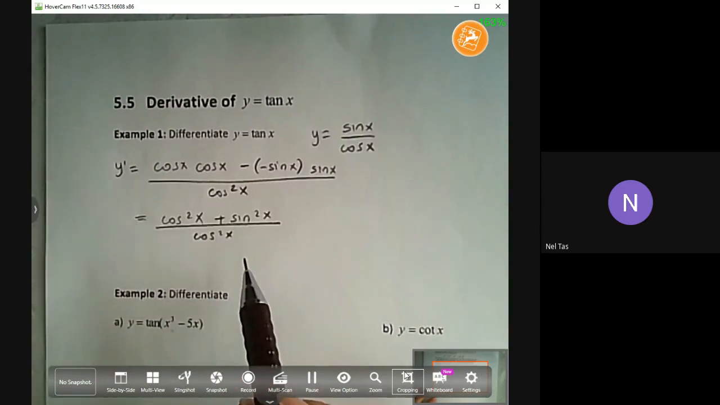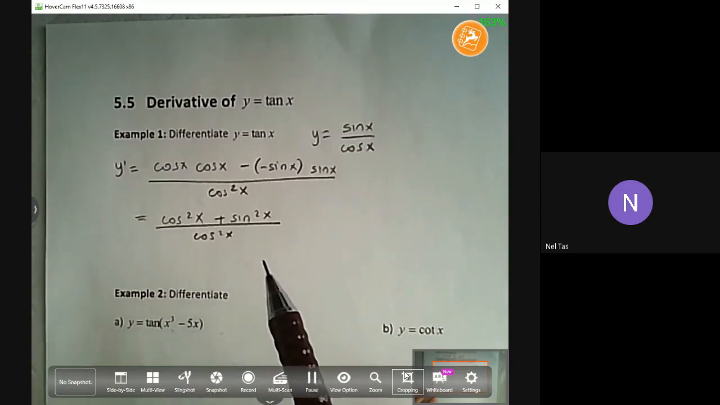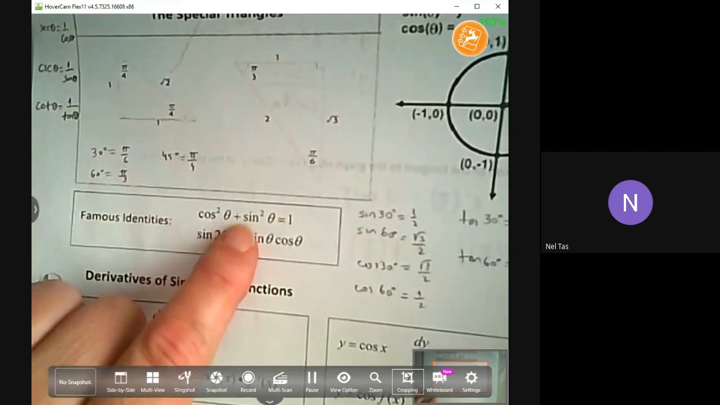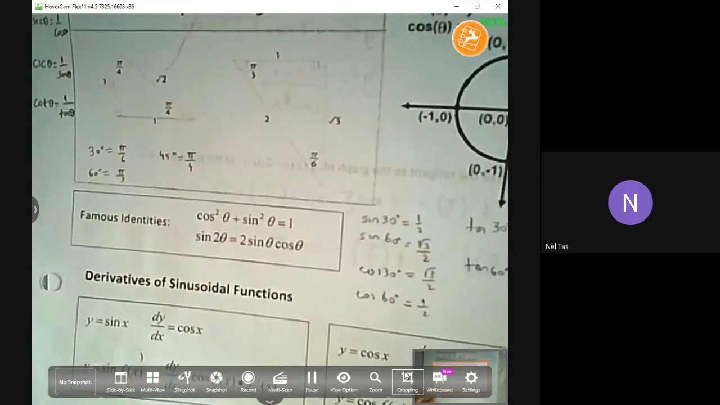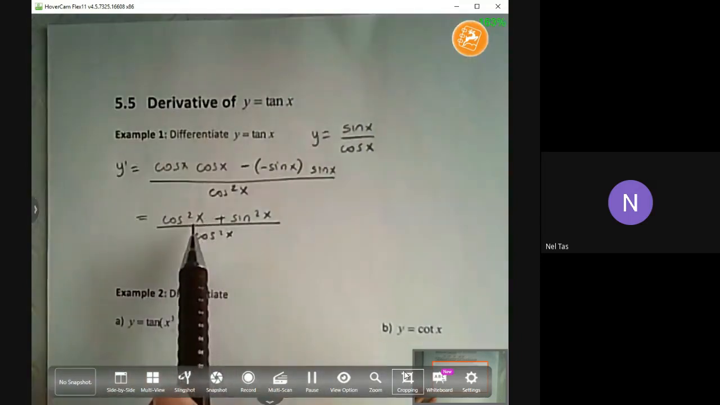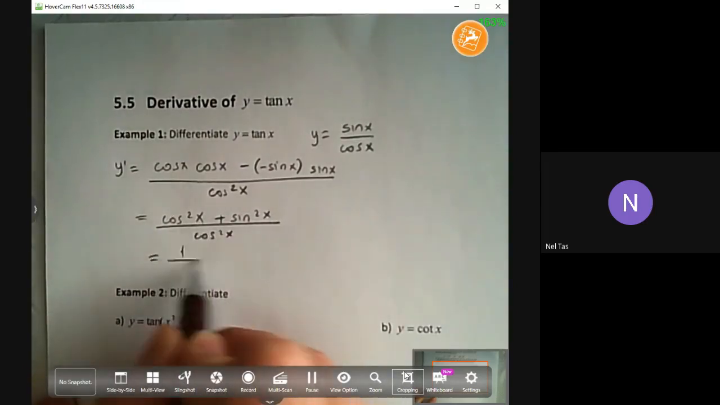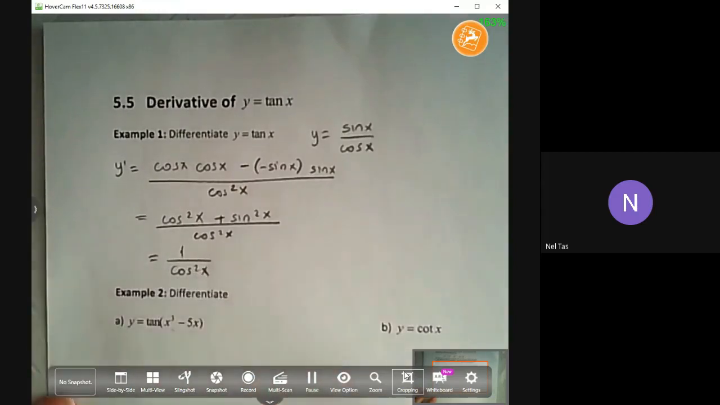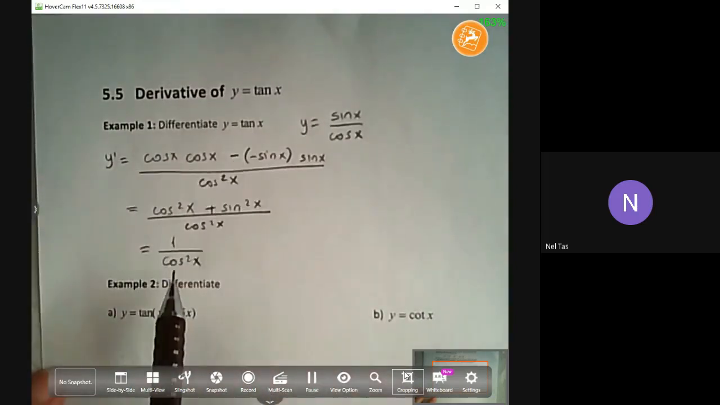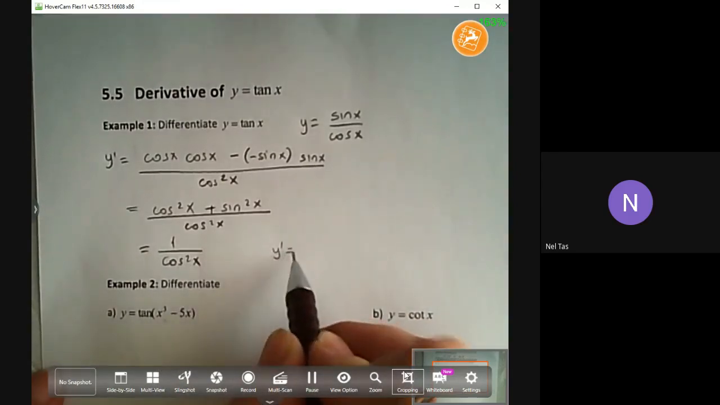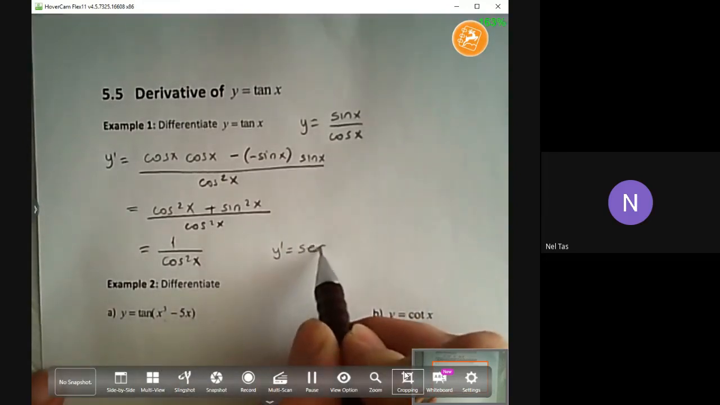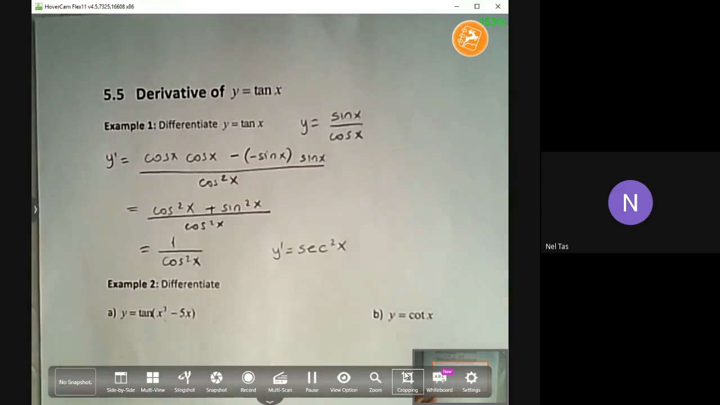Now I want you to remember, in 5.4 we reviewed and said that cos square theta plus sine square theta equals 1. If you use that here, cos square x plus sine square x equals 1, so we get 1 over cos square x. The derivative of tangent x is 1 over cos square x. In your textbook, you may also see it as secant square x.